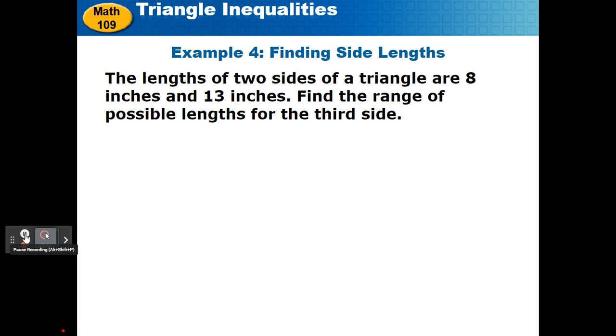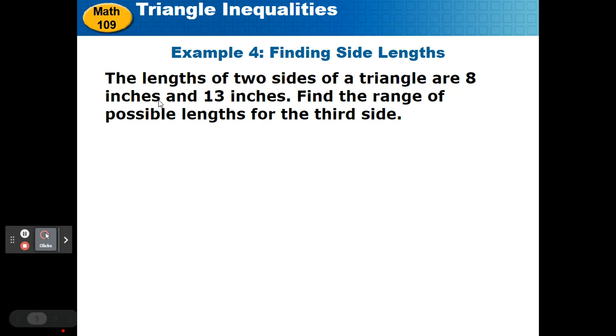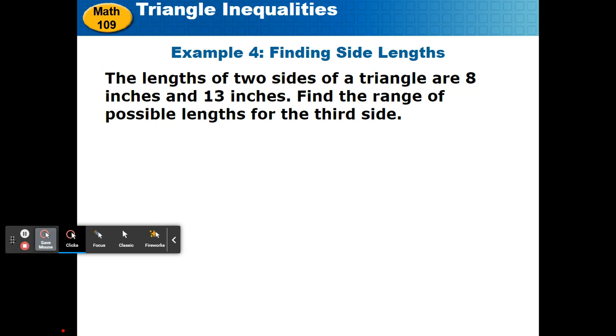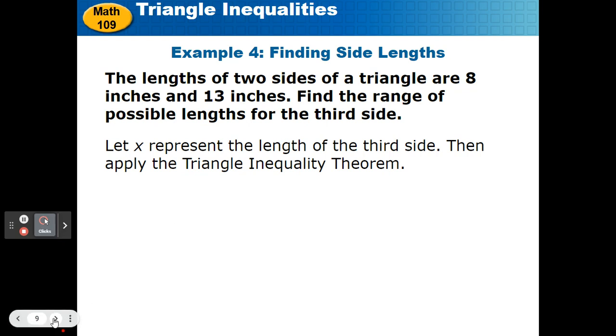All right, so in this one, I have the lengths of two sides of a triangle are 8 inches and 13 inches. Find the range of possible lengths for the third side. So right here, I know that 8 plus 13 is 21. My third side length must be less than 21, because 8 plus 13 is 21. It has to be greater than the length of the third side. So that's my first important step.